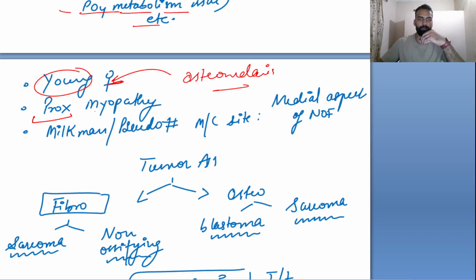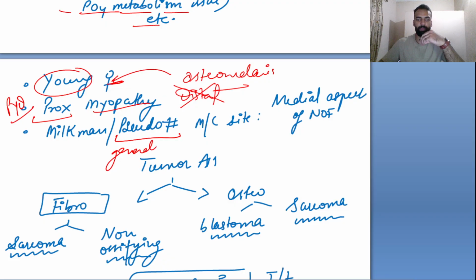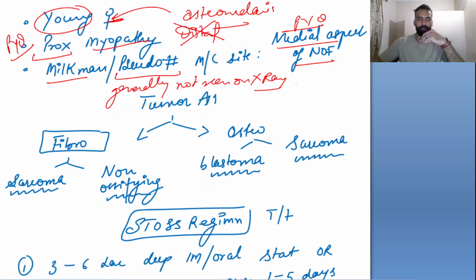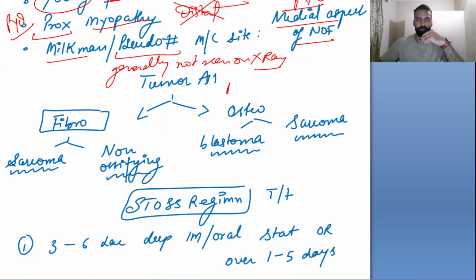There will be proximal myopathy. There will not be distal myopathy. This is a previous year question: there will be proximal myopathy, and the pseudo fractures are generally not seen on X-ray. These are called Milkman fractures, and this is also a PYQ. The most common site is the medial aspect of the neck of femur. So this is a previous year question.